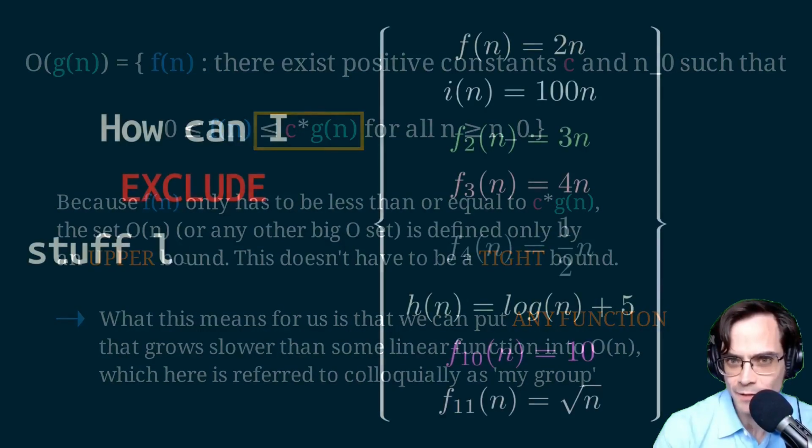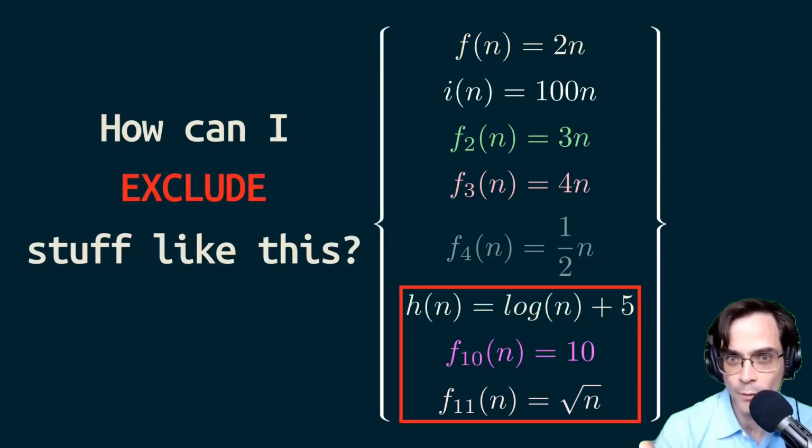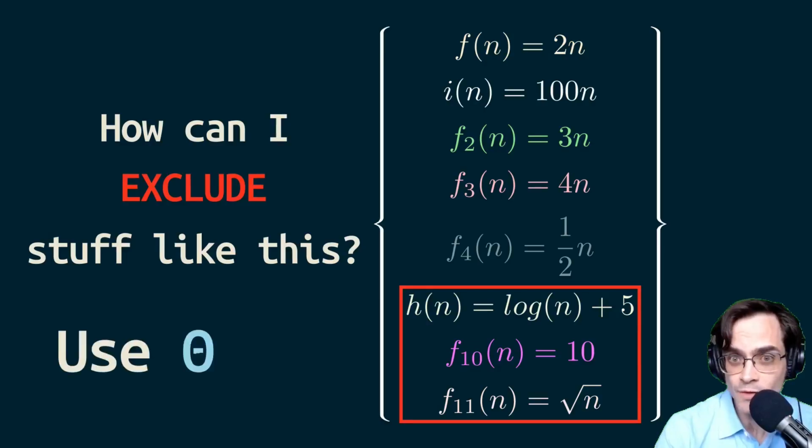Now if you wanted to exclude stuff like log n or constants or square root of n from our set, you would have to use big theta.